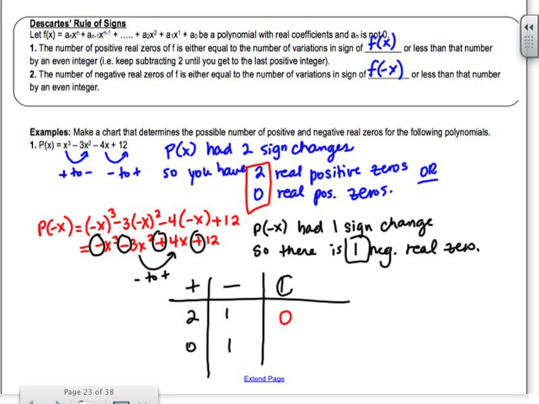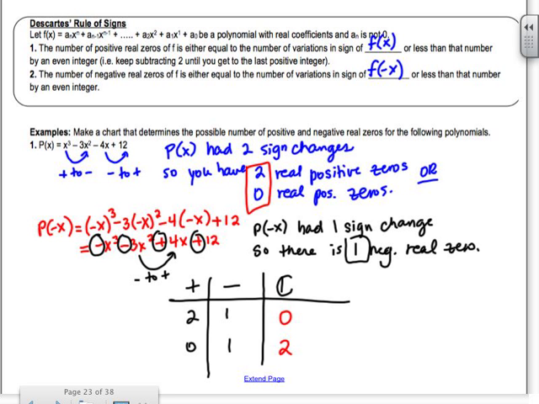0, right? Because you're going to add up to be 3. So you have 2, 1, there's none left. How about the next row? So if you have 0 positive and 1 negative, how many complex would you have? 2. And that's what I was saying, that's why they go down by 2, because these complex zeros have to be like 0, 2, 4, 6. They go in pairs. Okay, so that's your chart, so you need to know how to compute those charts.